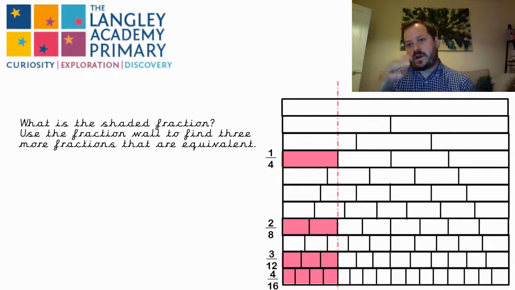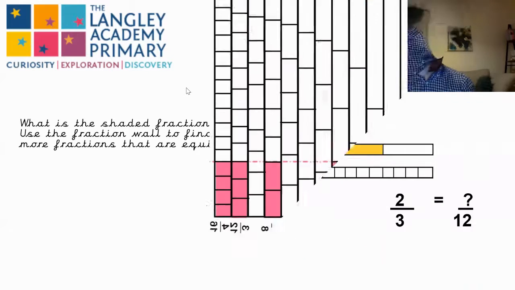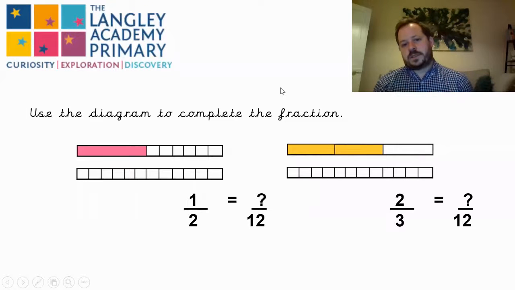The problem with a fraction rule like this is if you don't have one in front of you, it can be very hard to replicate it. So is there a way that we can do this slightly easier using the squares we have available to us? So here are two questions.